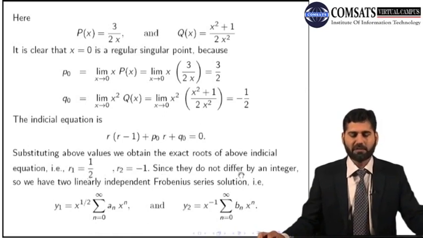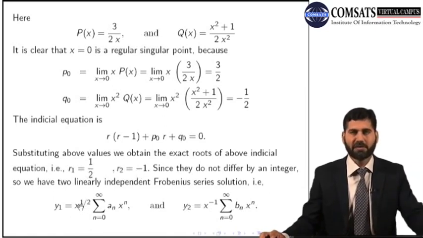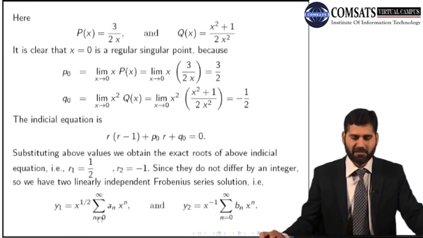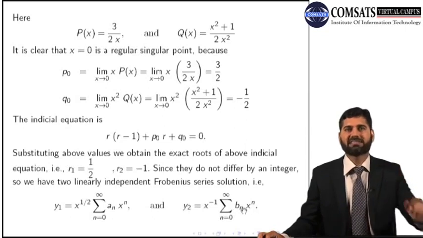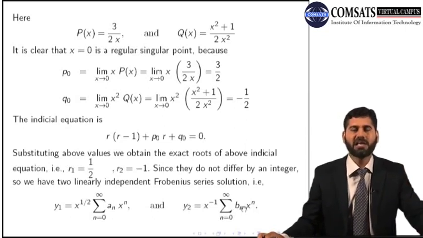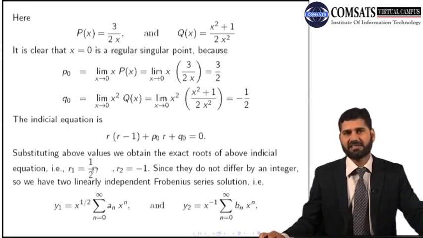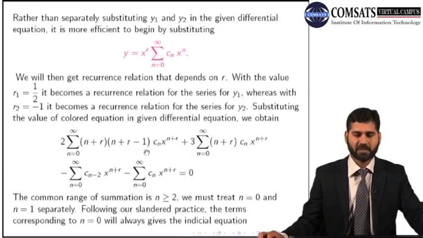Since they do not differ by an integer, you see, if you subtract these two, r1 minus r2, it will give you 3 by 2, which is not an integer. It means I will get two linearly independent solutions, one for the bigger root and one for the smaller root. Both will give me the solutions, one with an and one with bn. So I will get two solutions exactly here, two linearly independent solutions, because the difference between the initial roots is not an integer. So one by one, I will calculate an and bn.